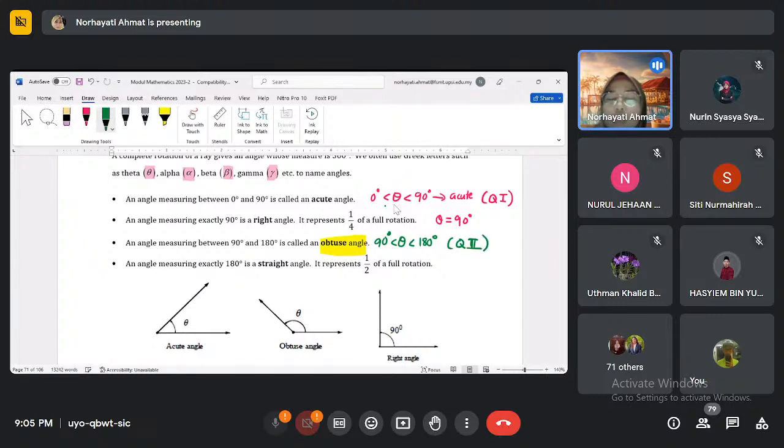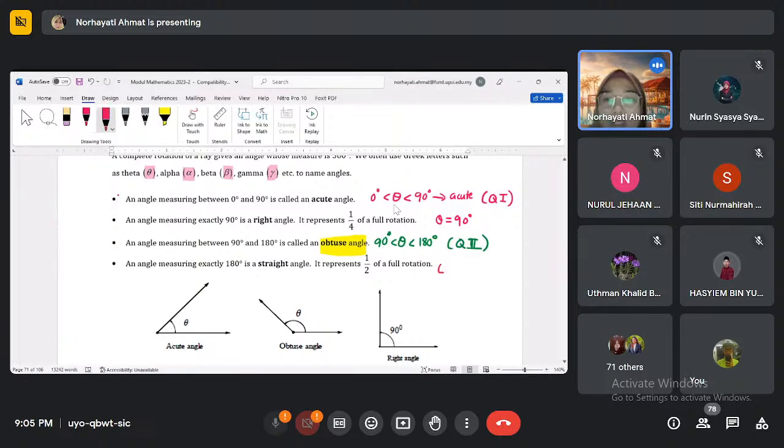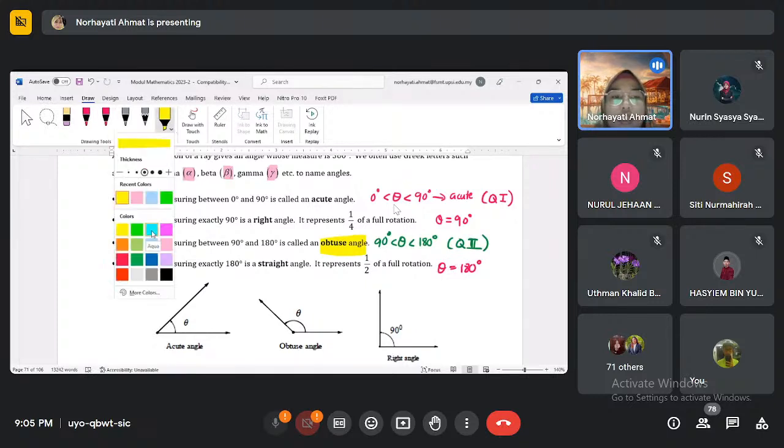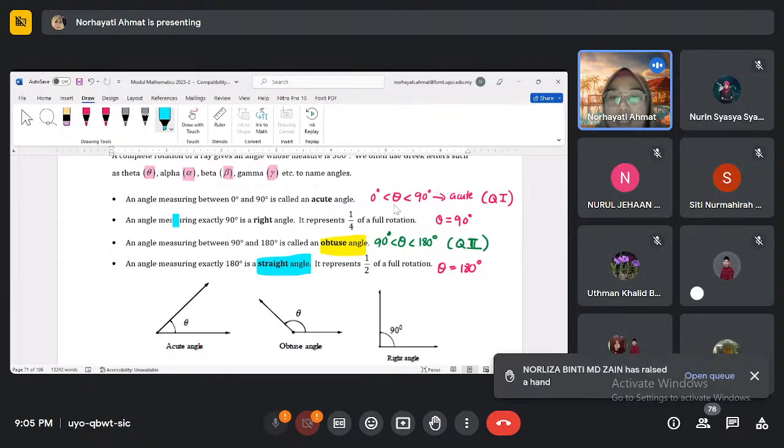Okay, acute in first quadrant, obtuse in second quadrant. And if the theta or the angle is 180 degree, we call it a straight angle. Okay, straight angle if the theta is 180 degree. So we have straight angle. Kalau saya sebut straight angle, then you tahulah the size of the angle is 180 degree.